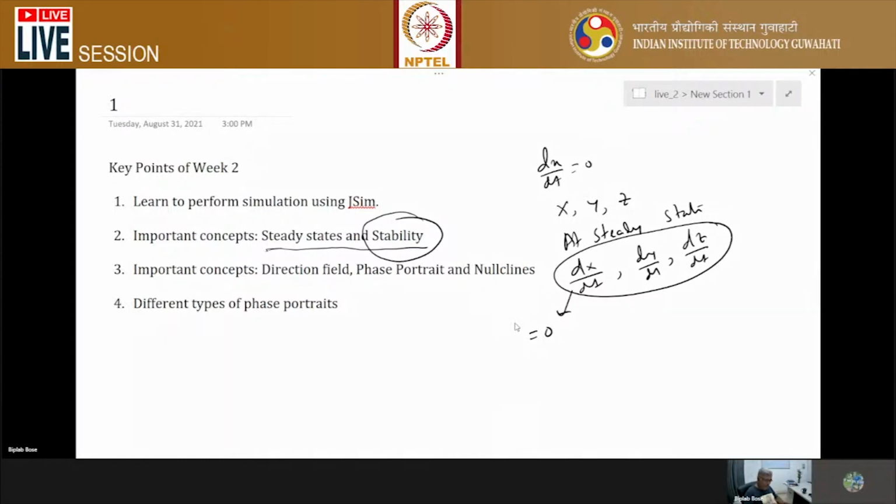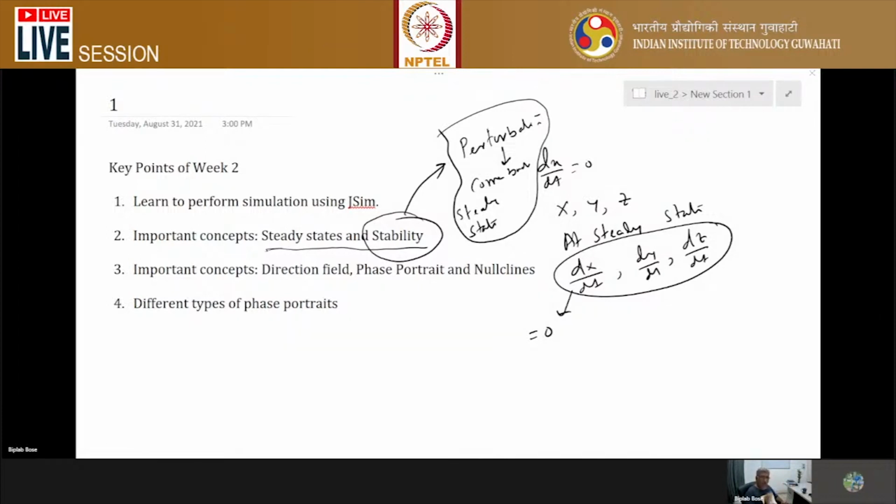So in a stable steady state, if you give a perturbation, the system will come back to the steady state. Hope you can see. If I give a perturbation to a steady state, and it is a stable steady state, it will come back.